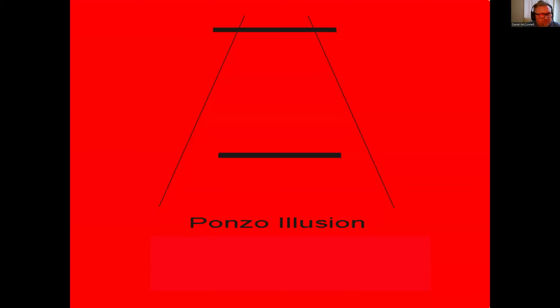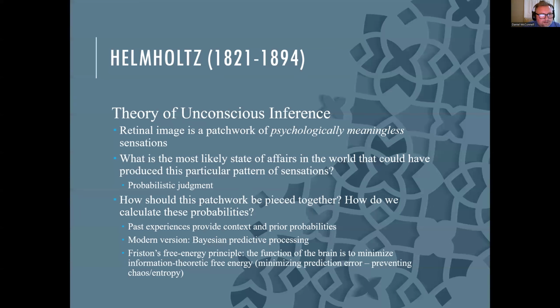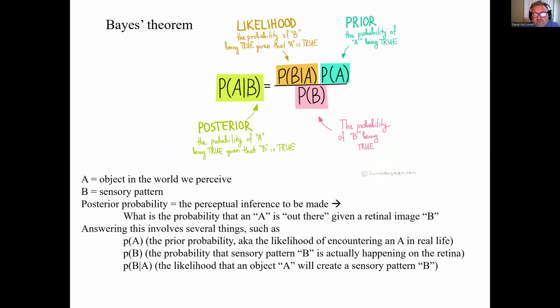So let's run back to our formula here. What's the probability of A given B? What's the probability of a tree being there given this particular sensory pattern that I'm dealing with? So in order to do this, now we're not going to prove Bayes' theorem. Take a stats and probability class to understand how to prove Bayes' theorem. We're going to accept Bayes' theorem here.